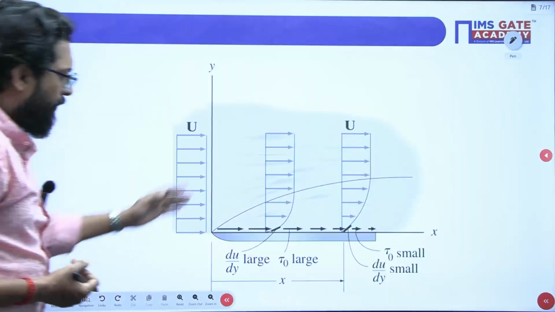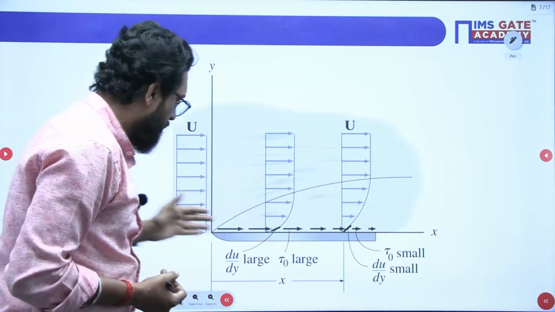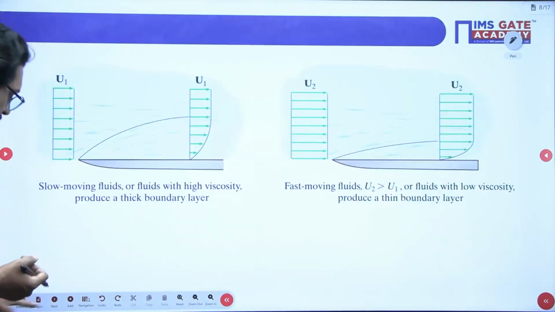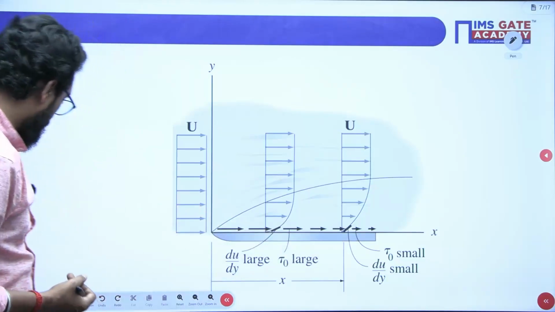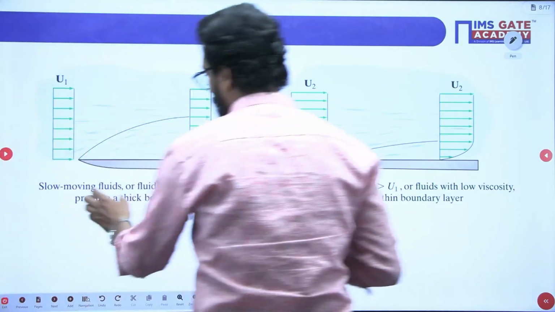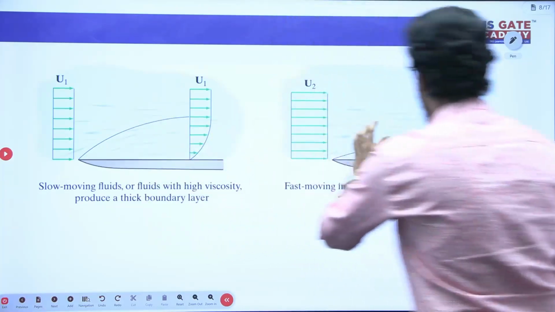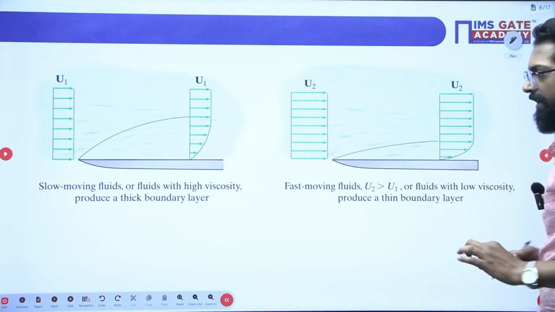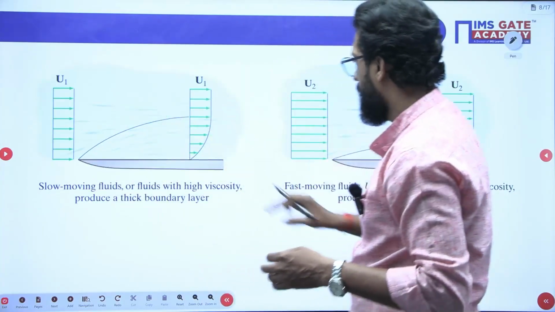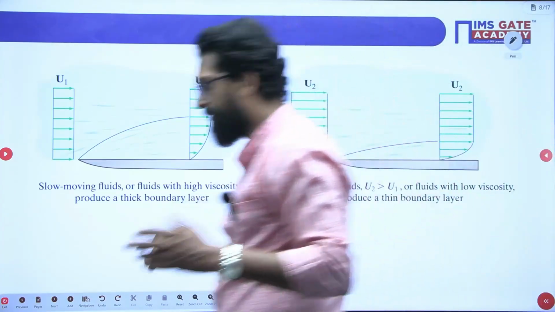Now we'll also see that shear stress will vary from leading edge to trailing edge, and while moving from leading edge to trailing edge, the shear stress magnitude will decrease. That is your wall shear stress. Next, from the previous lecture, a fluid which has high viscosity has a high boundary layer thickness, and a fluid which has less viscosity has a less boundary layer thickness. Or you can say that a slow moving fluid creates a large boundary layer, and a fast moving fluid creates a low boundary layer. We already discussed this.